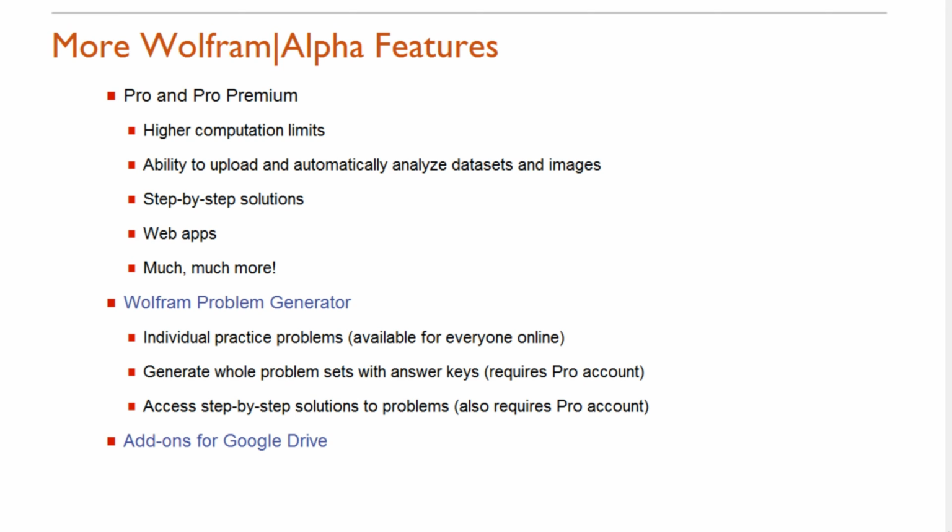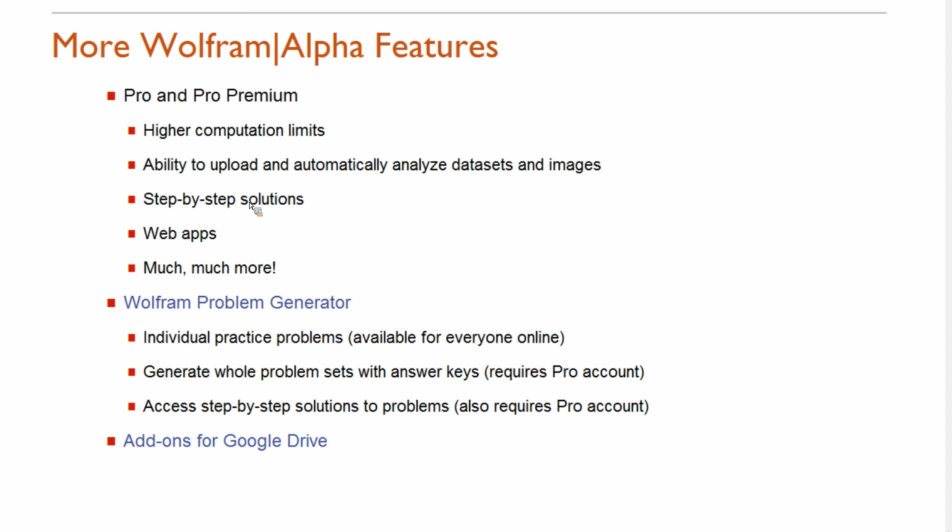There are other Wolfram Alpha features that I want to talk about. I mentioned step-by-step as part of Pro. Pro and Pro Premium are paid plans. With those, you get higher computational limits, so you can do longer computations. You can upload data sets that you or your students create, and it will automatically analyze them and do statistics on them automatically. Clearly, step-by-step solutions are a big draw.